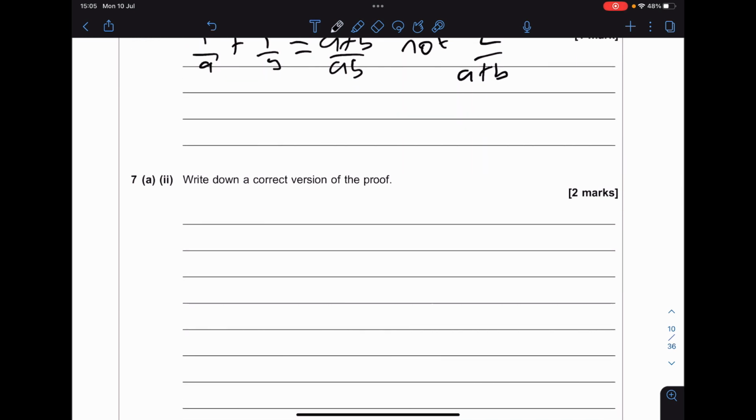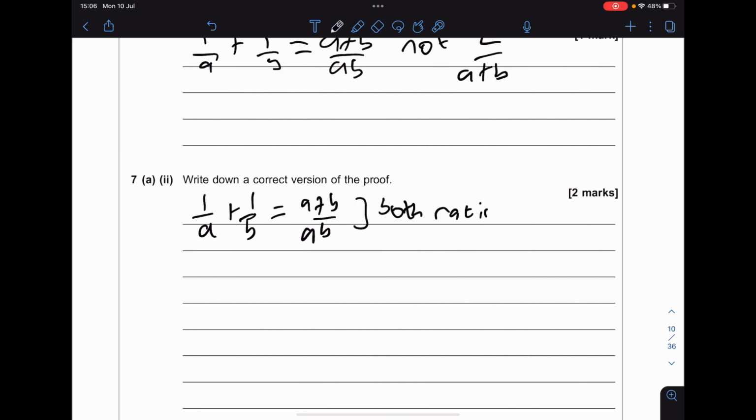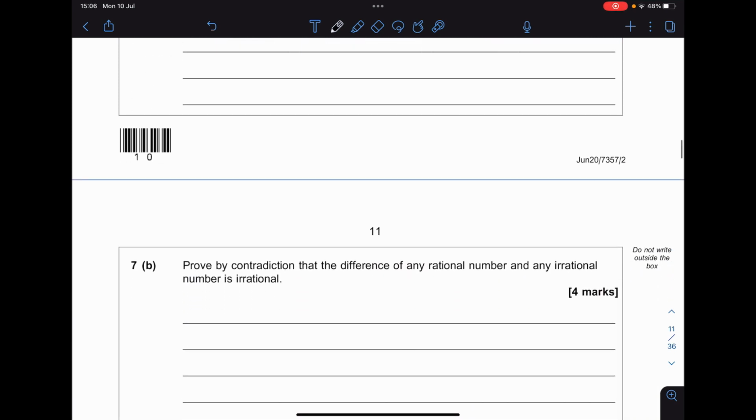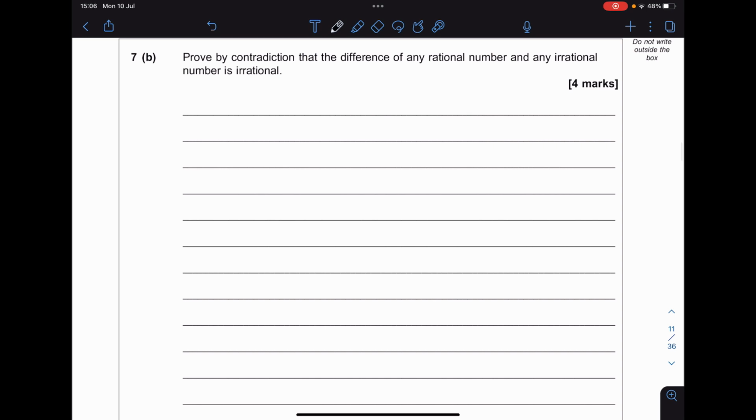So we need to do exactly what I just did there. A plus B over AB, combining the fractions together. That's basic GCSE stuff. These two here are both rational. So 1 over A and 1 over B is rational. It's a little bit like a contradiction proof, which is what they get you to do here. Prove by contradiction that the difference of any rational number and any irrational number is indeed irrational.